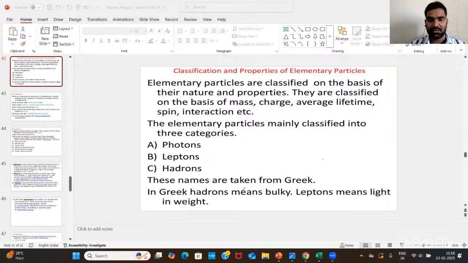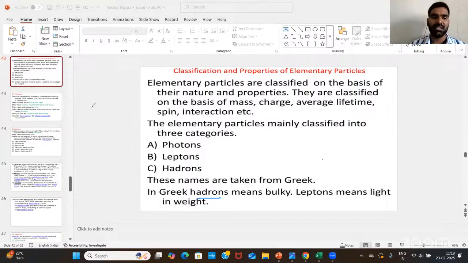These names are taken from Greek. In Greek, hadrons means bulky. So hadrons are what we call bulky, that is, a group of quarks. Leptons means light in weight. And lightweight particles will have more lifetime than the bulky masses. So this is the classification: photons, leptons, and hadrons. Hadrons are bulky in nature, leptons are lightweight, and photons are photons.